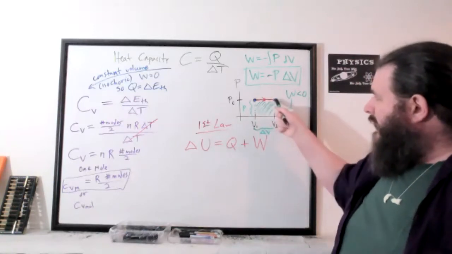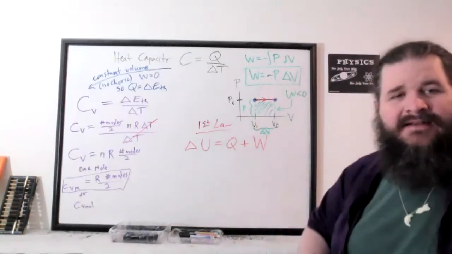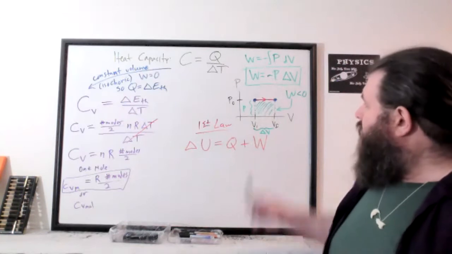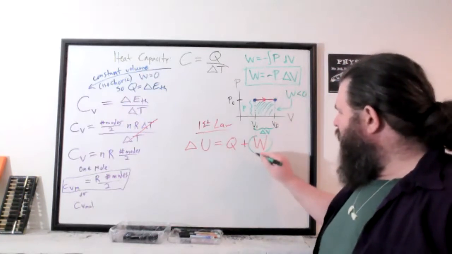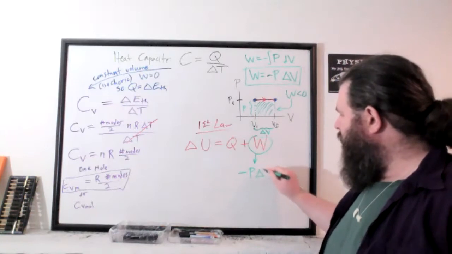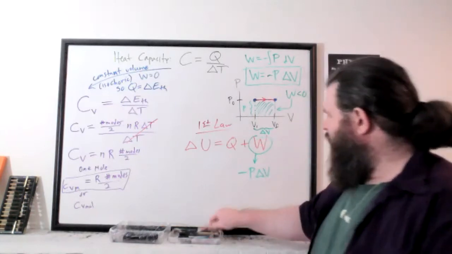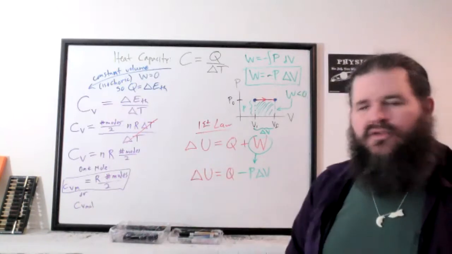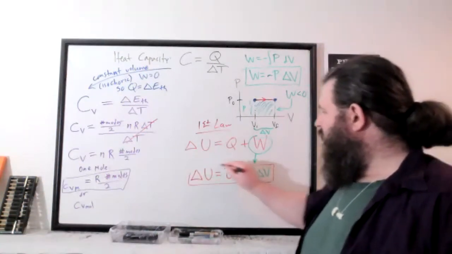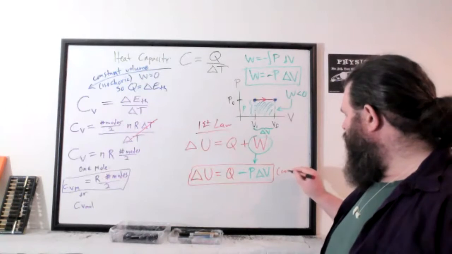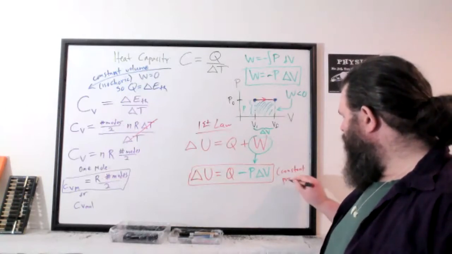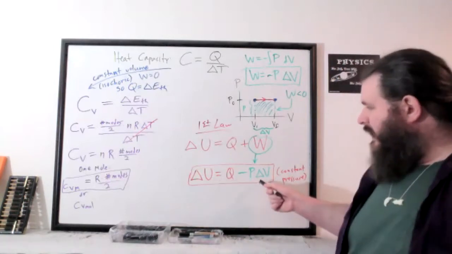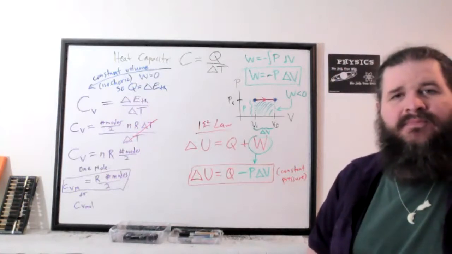If it's just a horizontal line, that works out to just this rectangle. So it's just negative P delta V. But more broadly, it's the integral. It's area under the curve. In this case, though, we can make that substitution. Work is just negative P delta V. And then we still have the delta U and the Q. So this is the modified first law of thermodynamics for the constant pressure. In other words, isobaric. If you have an isobaric process, this is the more specific first law of thermodynamics.